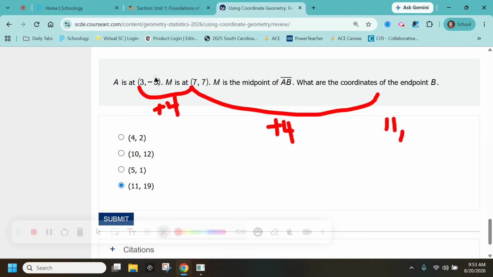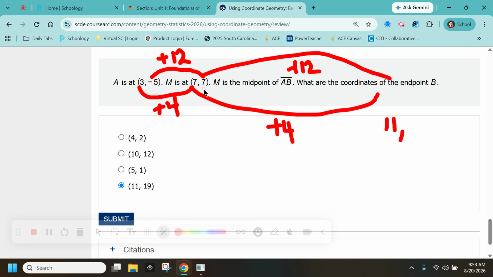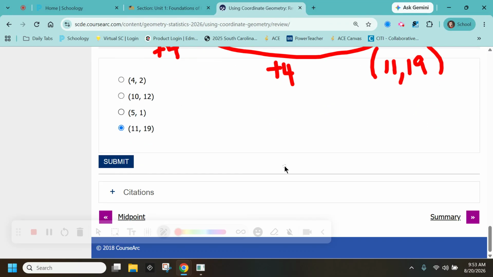For the Y coordinates, to go from a -5 up to a +7, we went up 12. And then to do that same thing for the Y coordinate of B, we would add 12 to 7, to our midpoint point, and that gives us 19. And that's it.